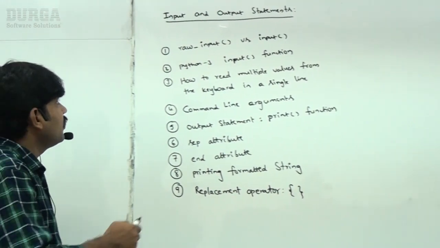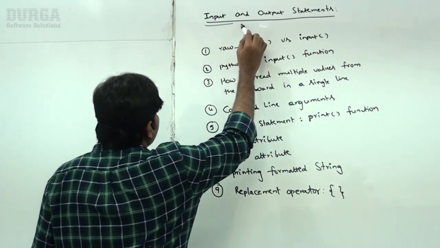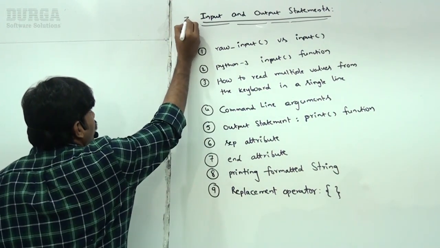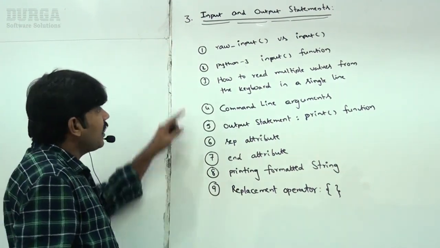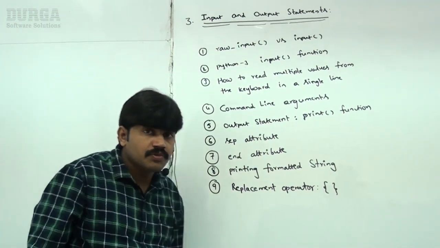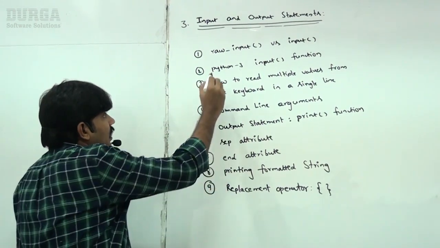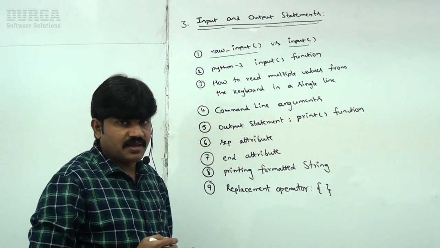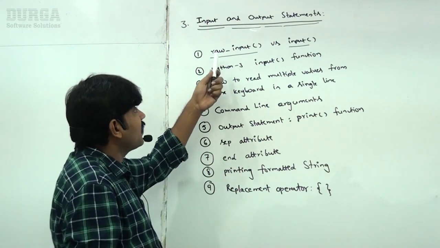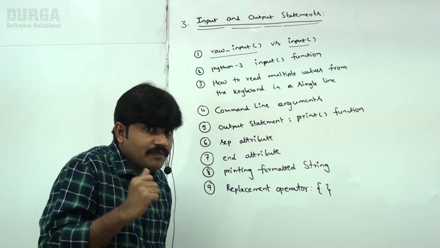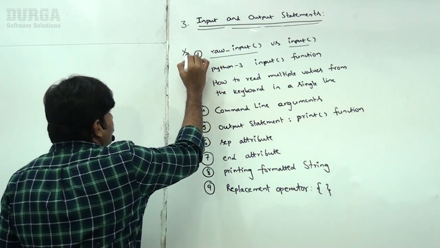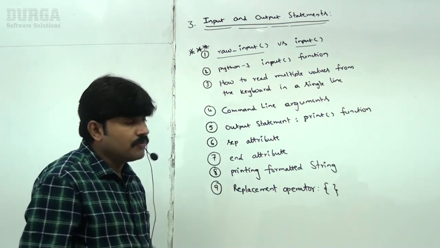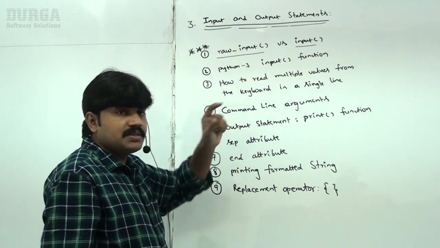Observe a bit carefully. What is our next thing? Input and output statements. This is the third unit we have to discuss. As part of this, what things are we going to discuss? Do you know raw_input and input? There are two input functions: one is the input function, the second one is raw_input. What is the difference between raw_input and the input function? It is a most valuable, important question for the interview room. We have to start our journey with this concept.